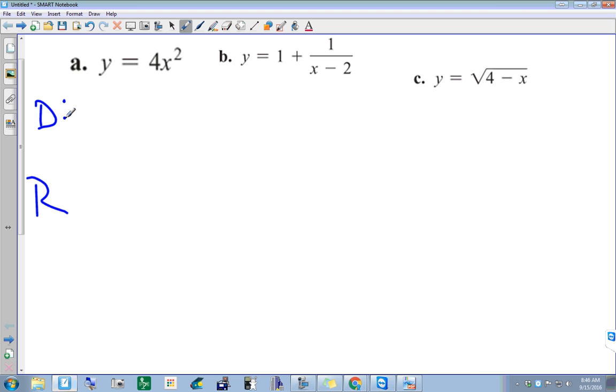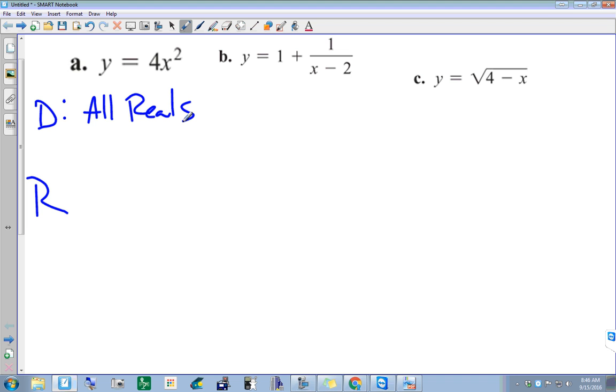looking at A, is there a number that I cannot put in there that will not work? And just a quick look at it goes, no, I think I can put in a positive, I can put in a negative, everything works. I don't look for anything that makes square roots go bad or division by zero. So this would be all reals. Okay. Now, what about the range? What goes out of this thing?